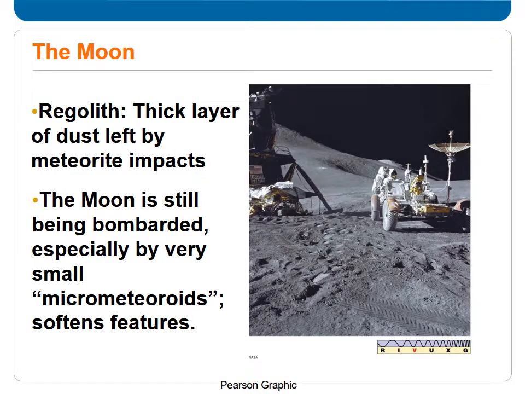Regolith is the lunar soil, the thick layer of dust left by meteorite impacts. The Moon is still being bombarded, especially by small micrometeorites. This softens features, but other than impactors and 12 people walking around it for a few days, not much else has changed the surface of the Moon.